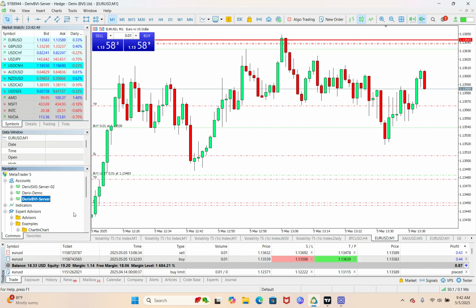Sellers are resisting buyers at the moment. Sellers making a move to the downside. Who will win? Oh wow. Buyers and sellers are at it. Who will win?